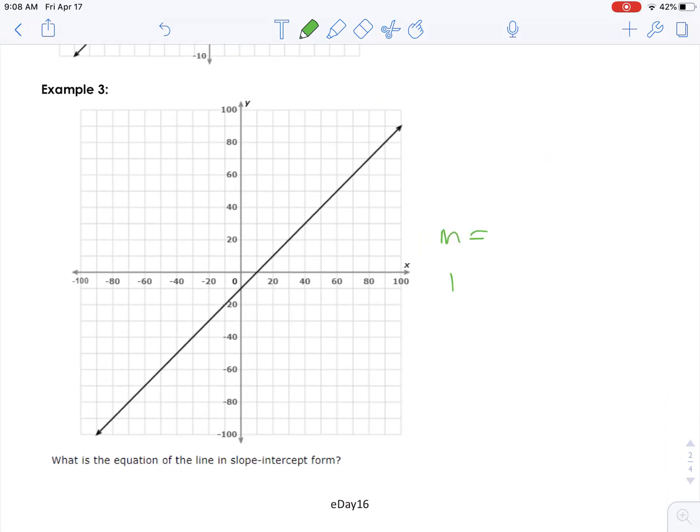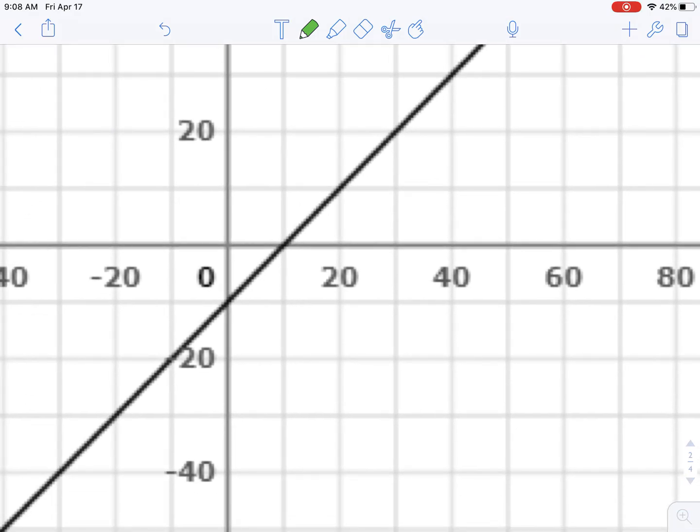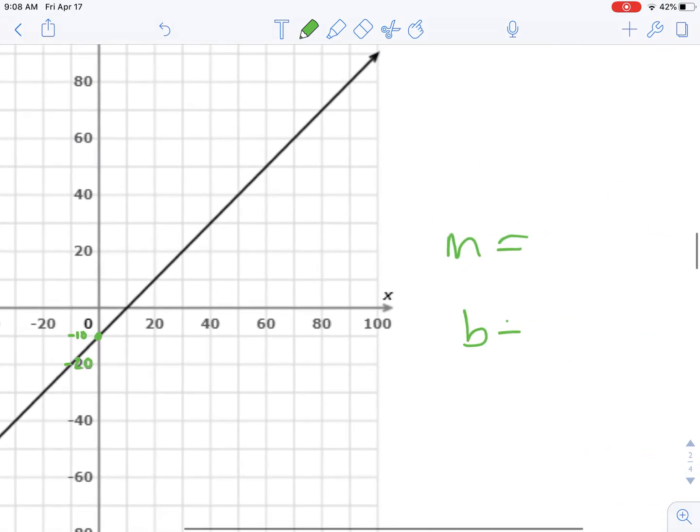Once again, let's find our slope and our y-intercept. Now, did you notice here that they're counting different? This is a 20. So what are they counting by? That would make that dot, our y-intercept, -10.